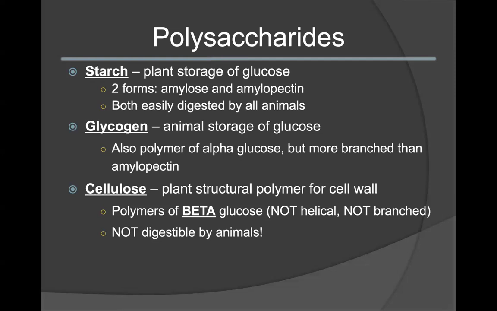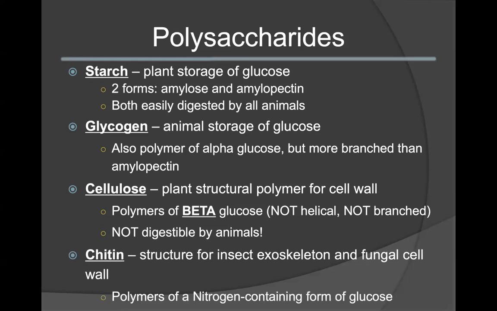There are some animals that can digest cellulose. However, this is usually due to specific bacteria in their gut that can accommodate the digestion of cellulose. So they themselves cannot digest it on their own. They need symbiotic bacteria in order to be able to digest this material.